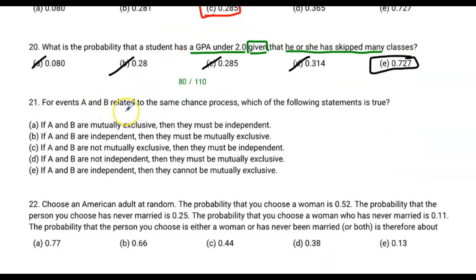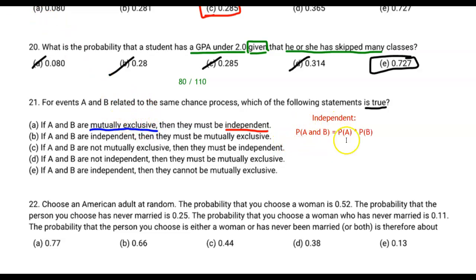For events A and B that are related to the same chance process, which of the following statements is true? All right, this question is probably the question that caused students the most heartbreak in years past. So let's focus on this pretty carefully. Let's first talk about the difference between independence and mutually exclusive, because they sound kind of similar and sometimes students lump them together, but they are in fact two different things.